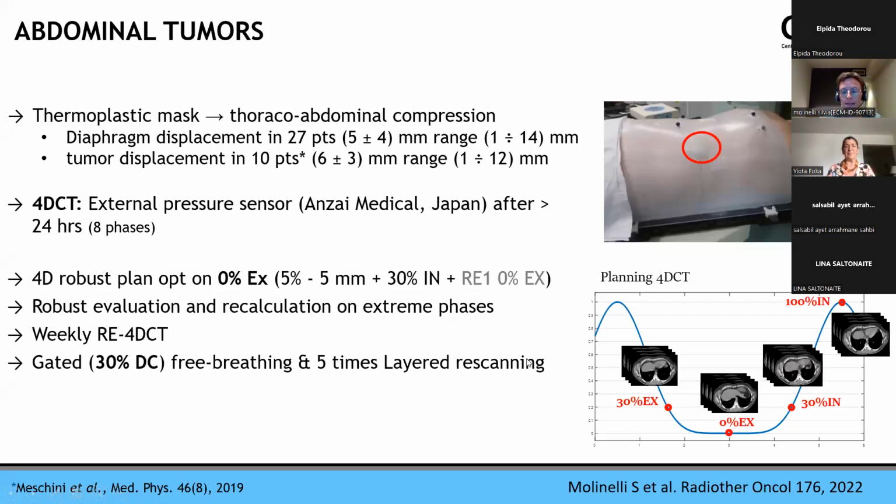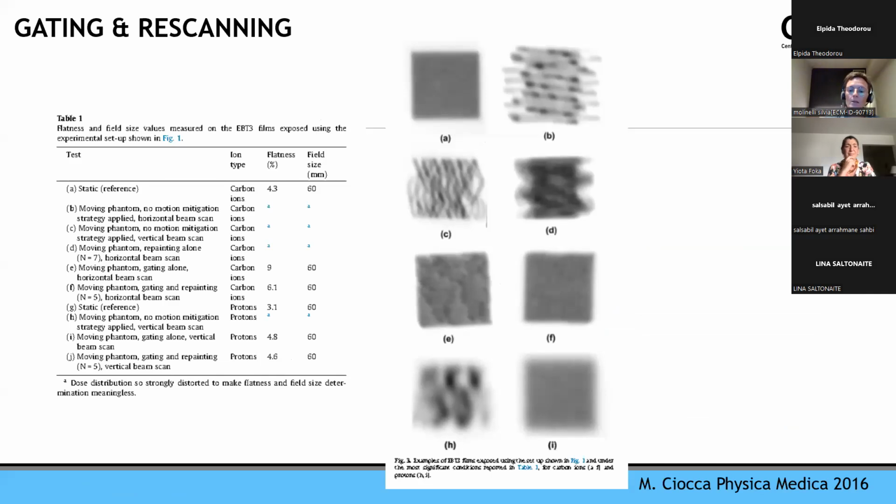5 times layer rescanning is the best we can do with our machine, and we cannot change the dose rate, so everything is randomly happening. There's no synchronization between the beam extraction and the gating window and the rescanning time. And the final duty cycle is around 30%. So why do we do a combination of the two?